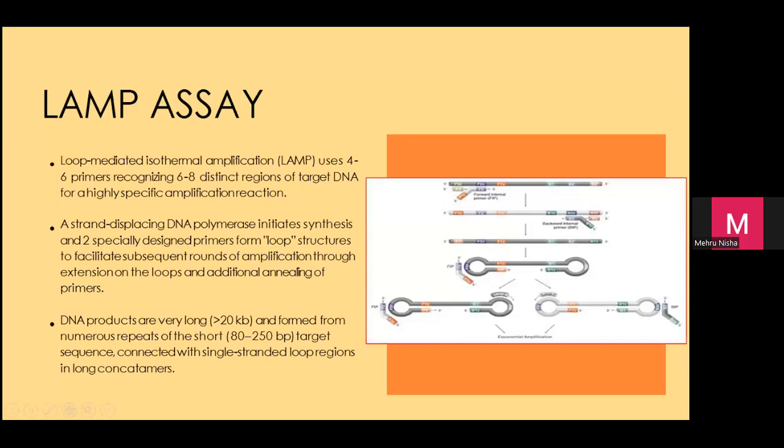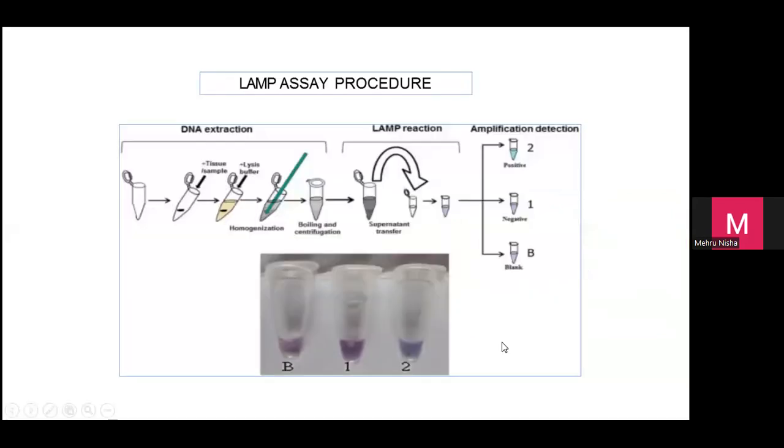Yang loop yang ni sebab tu dia datang, kita dapat strand yang sangat besar, size dia besar. Okay. So DNA products are very long, around 20 kb, and formed nucleic repeats. So you have a very long DNA. Okay. So example, this is the procedure.